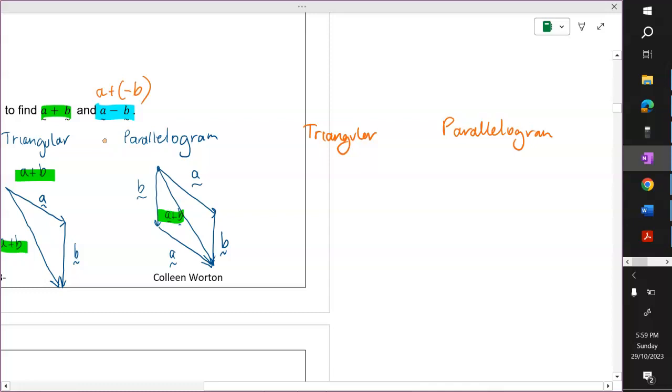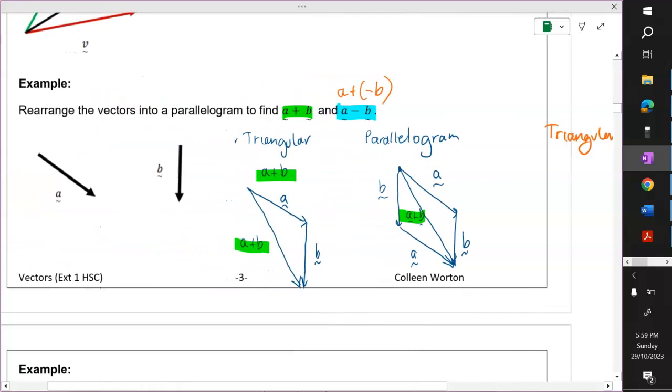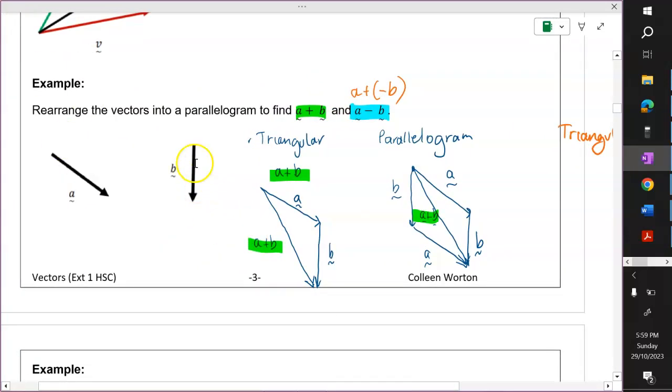And that's really important because what we're doing is adding our a to a negative b vector. We looked at previously that if that's our b vector, then our negative b vector is exactly the same direction, exactly the same size, but going the other way. So that's my minus b vector. So that's the one I want to add to my a.